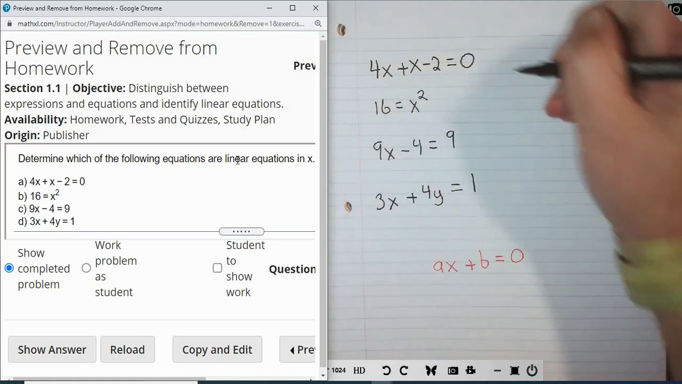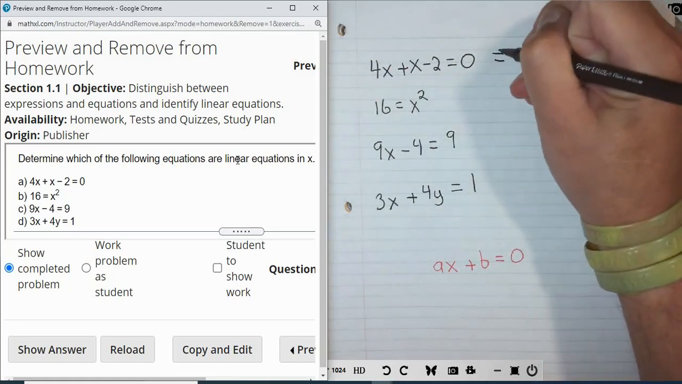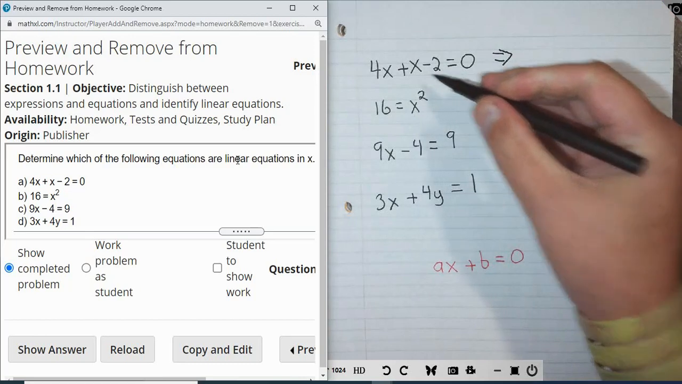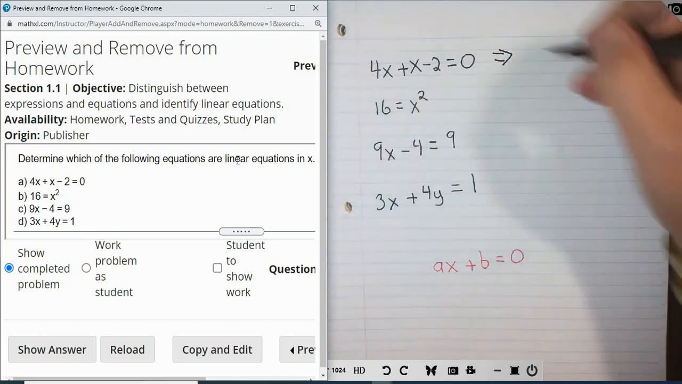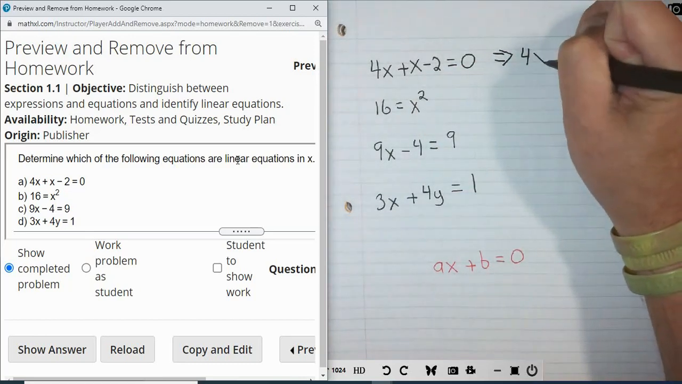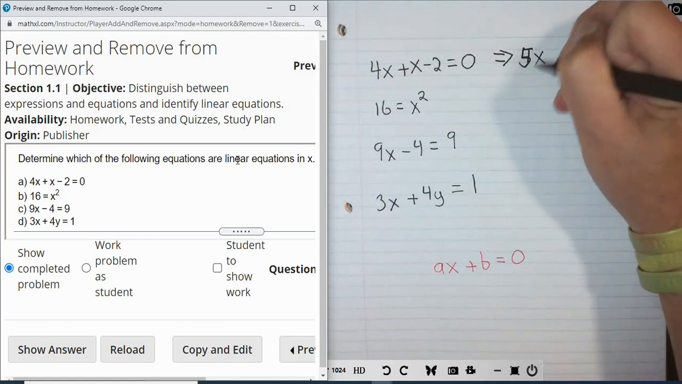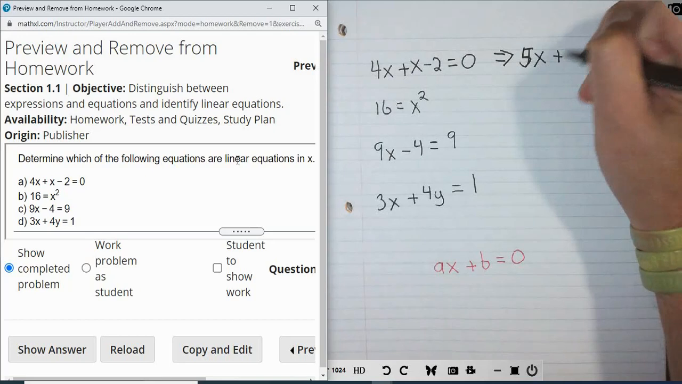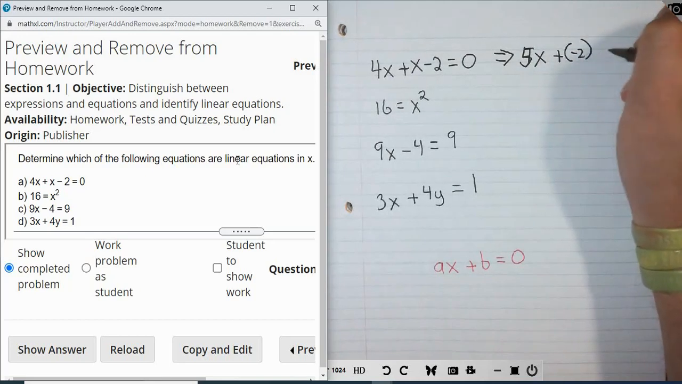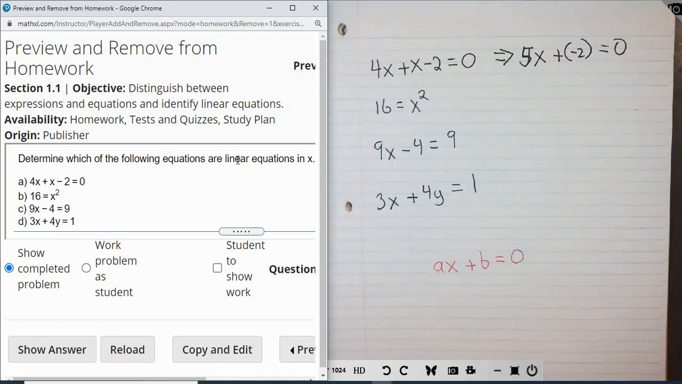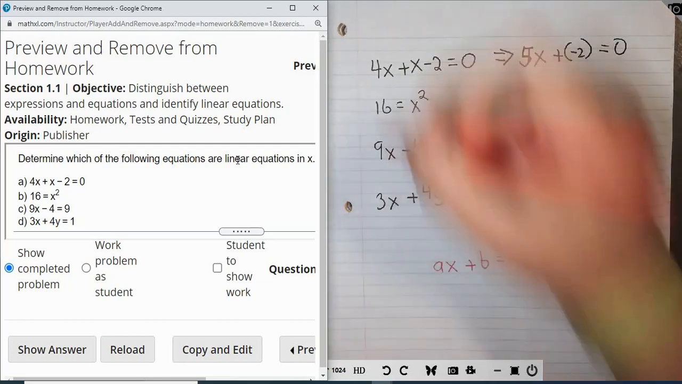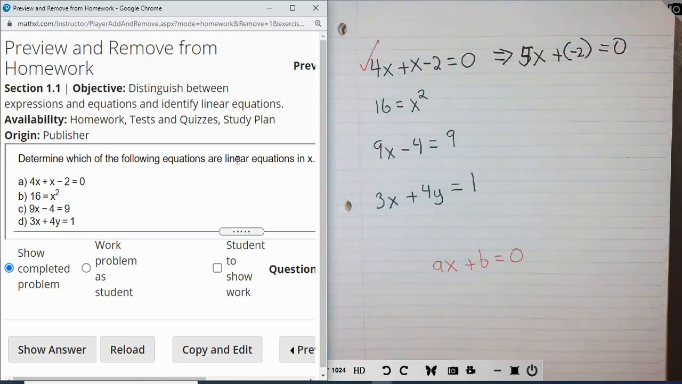Notice what we can do with this first one here is combine our like terms. 4x plus x is 5x, and then we could add this -2, and that is equal to 0. So actually what we have there is a linear equation. That one is a linear equation in x.